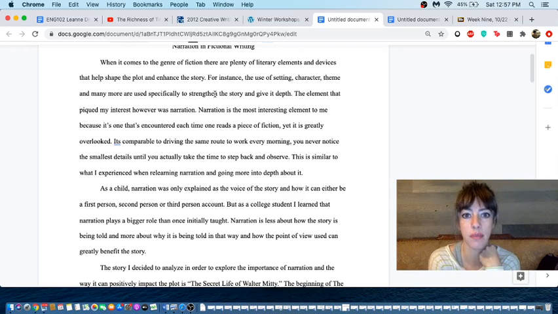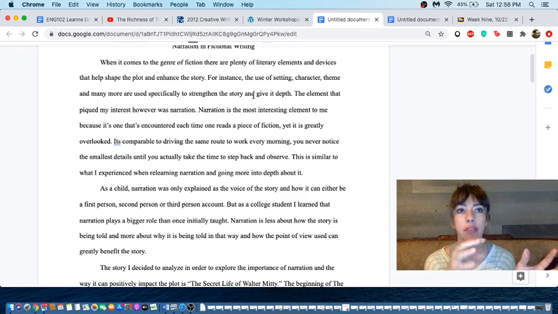And then we get into more detail in the second sentence, right? We get setting, character, theme, and many more to strengthen the story and give it depth. So we have shape the plot, enhance the story, strengthen the story, and give it depth. We have sort of a new layer now, right? So the plot is one thing, make the story a little bit better is another thing, but really make the story strong and then make the story deep is another thing, right? So this writer is giving us sort of layers of what these elements do, which I think is a really artful way to draw us in to a literary analysis essay.